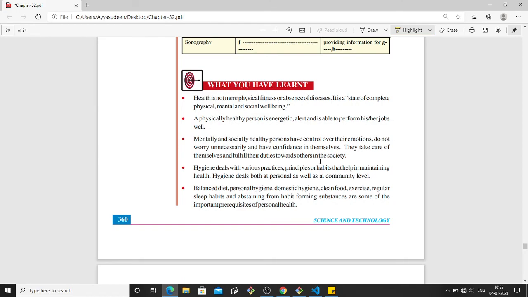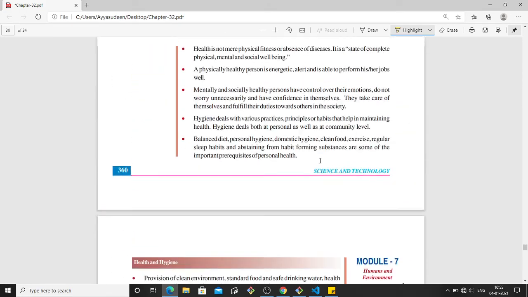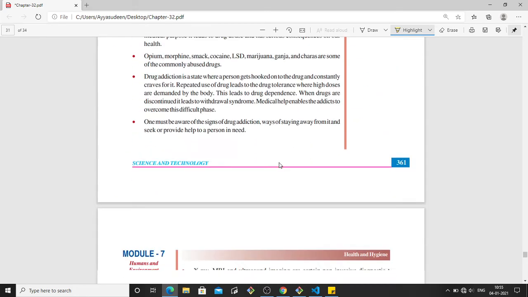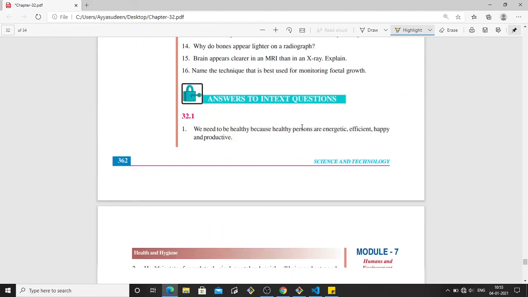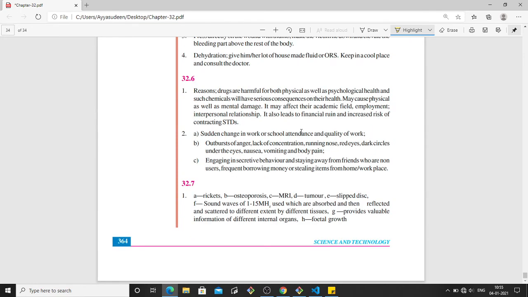So we have completed this lesson, Alhamdulillah. You have to send me the notes for this, what you have learned, this part till here. And also you have to do your terminal exercises and the answers to the in-text questions. Students, we have completed this lesson, and inshallah, in the next class, we will go to the next lesson.